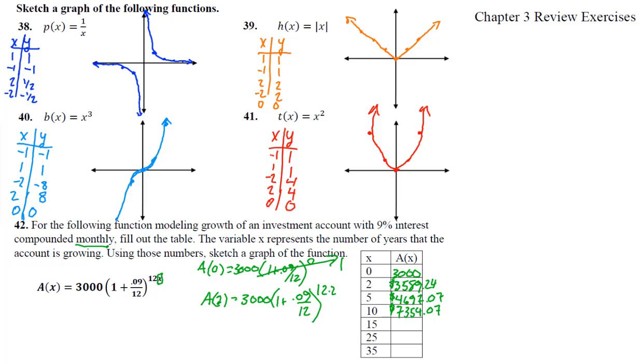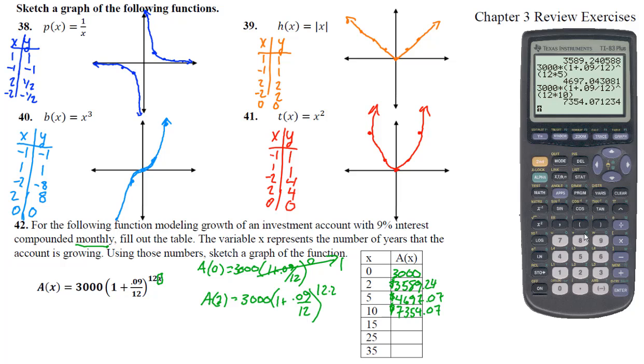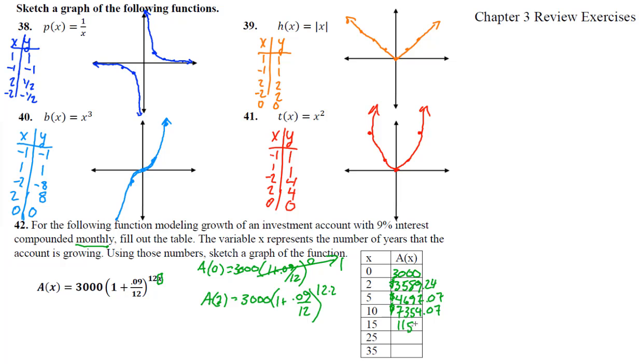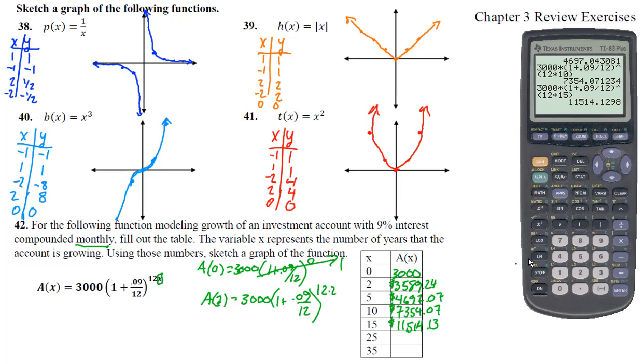All right, the next 5 years, stick in a 15, so second entry, and move that back and stick in a 15, and we get 11,514.13. Notice the next 5 years, he made over $4,000. Wow, growing fast. This is what exponential growth is all about. So the next one, second entry, and change that 15 to a 25.